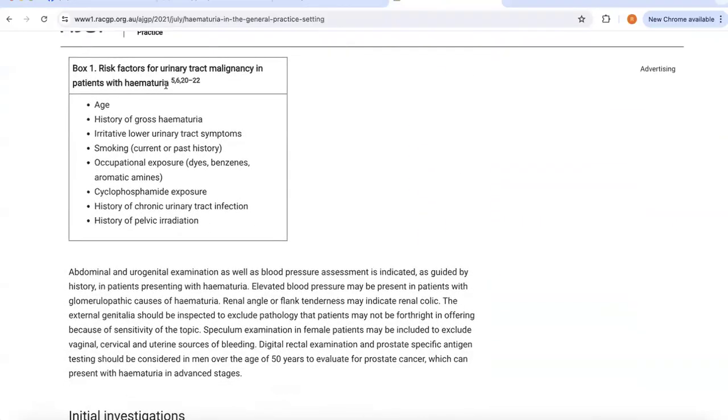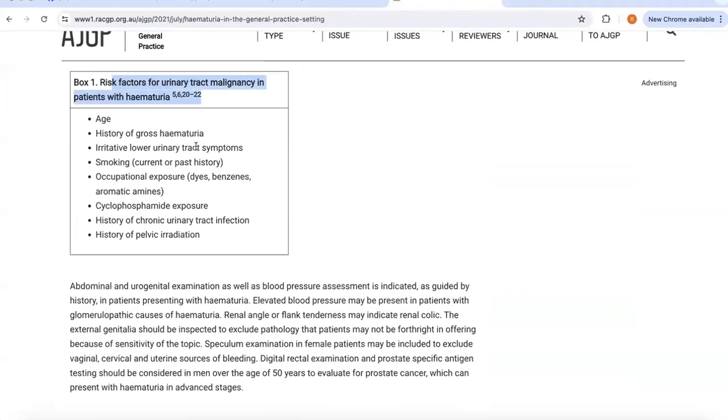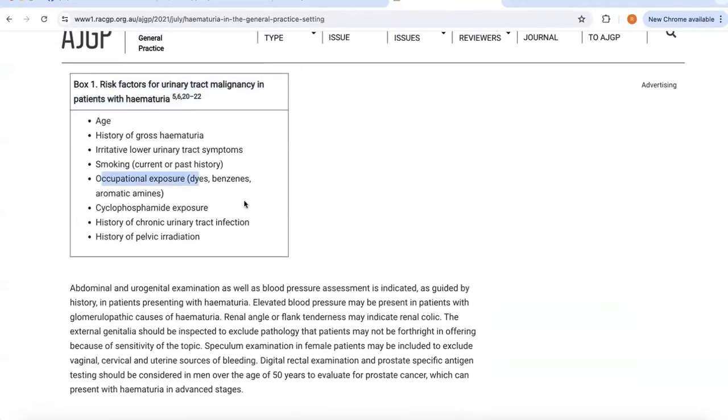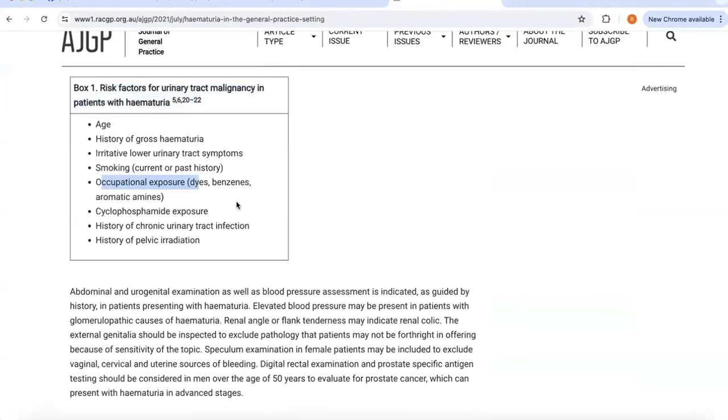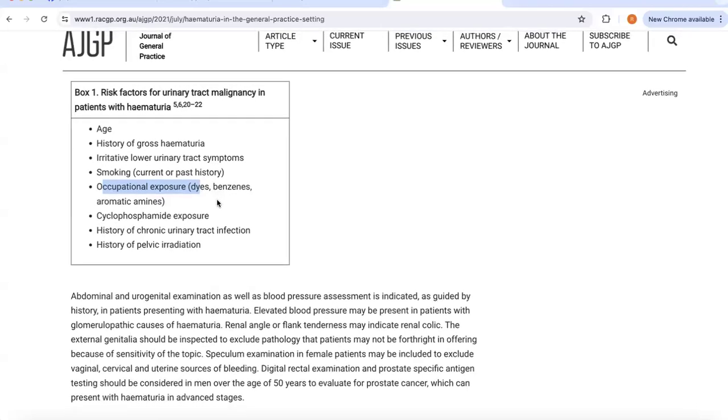History, risk factors of malignancy in patients with hematuria. Always remember, someone who has an occupational exposure to dye, benzene, aromatic amines, like a patient who used to work in these industries, has a high risk of bladder cancer. Smoking history, especially males above 40, gross hematuria, family history of bladder or urinary cancer, they are high risk patients.